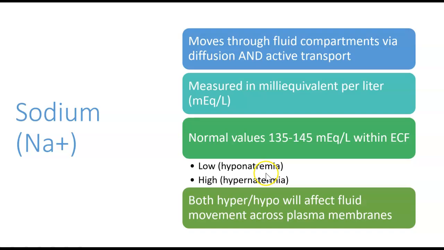Hyponatremia is low sodium levels. Hypernatremia is high. And again, remember, water levels are going to be opposite of sodium levels. So if you have low sodium, you're going to have high water. Both hyper and hypo will affect fluid movement across the plasma membrane. So osmosis will be disrupted because of the levels of sodium.